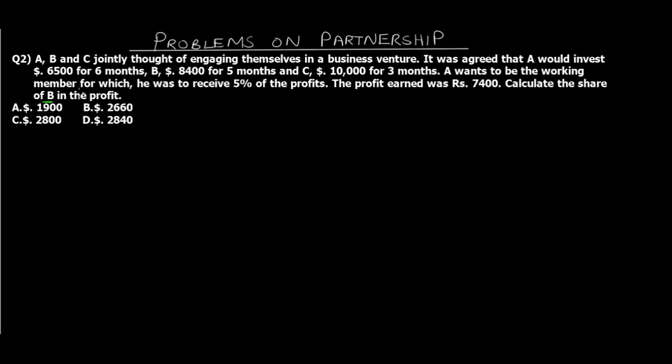Okay, so this sounds like a very big question, but there is a lot of data given to us. Let us first jot down what all data we have. We know that there are 3 people, A, B, C. Now they have agreed to start a business venture, and A would invest $6,500 for 6 months, B would invest $8,400 for 5 months, and C is going to invest $10,000 for 3 months.